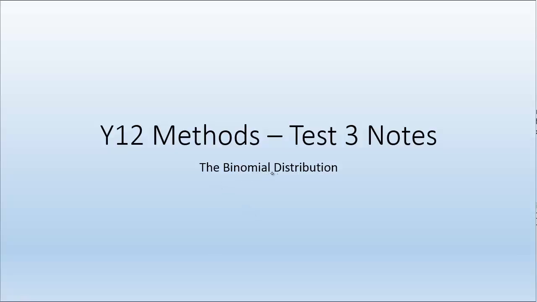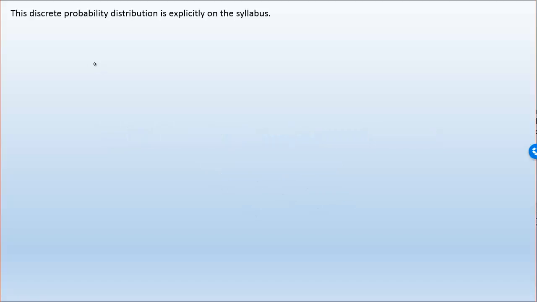The binomial distribution. This discrete probability distribution is explicitly on the syllabus. The binomial distribution is the probability distribution of the number of successes arising from a fixed number of Bernoulli trials. So we've looked at the Bernoulli distribution, and now what we're doing is a series of those trials.